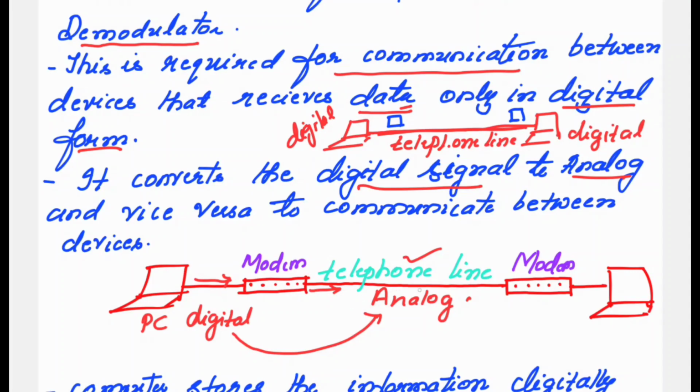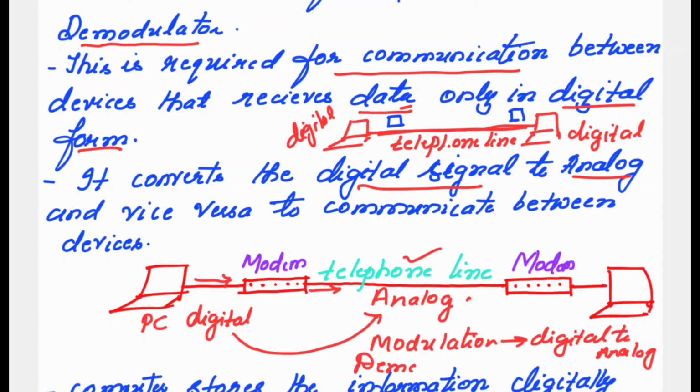So the analog signals travel through this, and when it reaches the receiver side, then we require another modem to be placed at the receiver side. Remember, the device is only one modem. It has both the functionalities, modulation and demodulation. Modulation is what? Modulation is digital to analog, and demodulation is analog to digital.